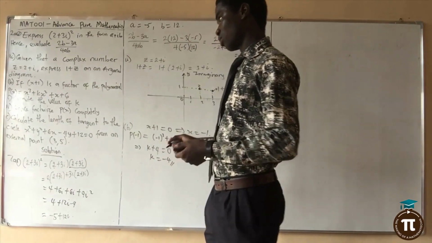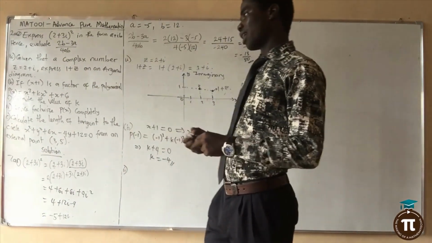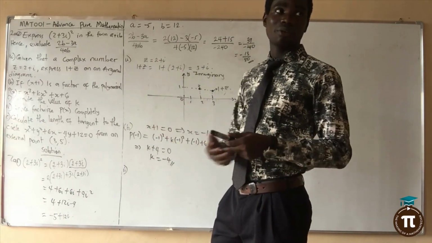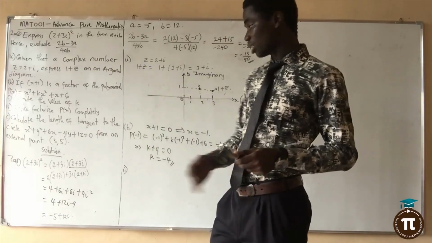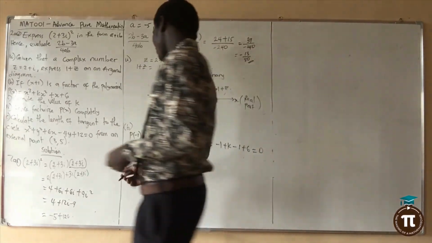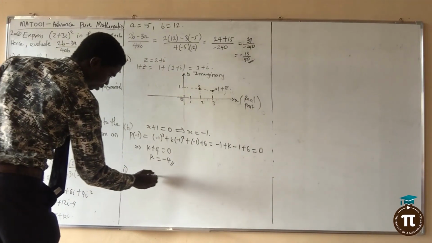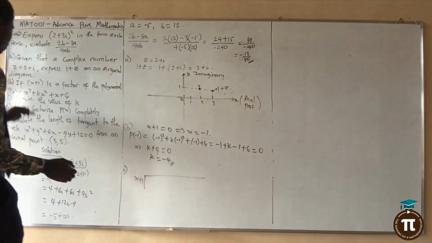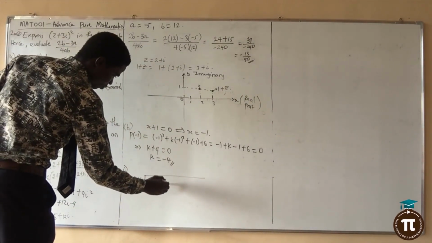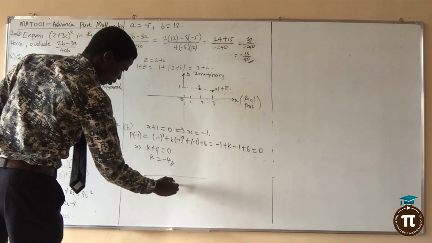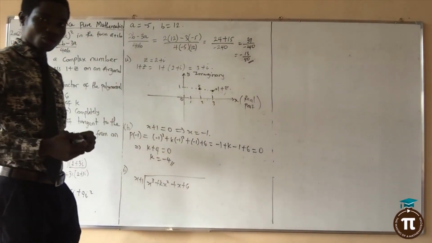The next thing to do, the next question says that we should now factorize p of x completely. Since I know one of the factors, I will use the long division method to find the remaining factor. So I'll put x plus 1 here. Then I will use the long division method. I'll put x cubed plus kx squared plus x plus 6.